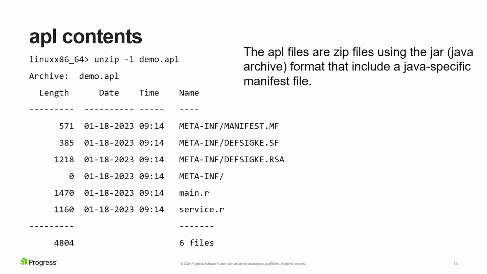This is just a zip file using the Java archive format, and this one in particular is signed. You can see I'm just doing an unzip list of it, and it shows that we have a manifest file as well as the SF and RSA files. Those are there because this is a signed APL file. Then you can see that it contains main.r and service.r. If you were to alter main.r or service.r, their signatures would not match anymore, and they would be rejected.